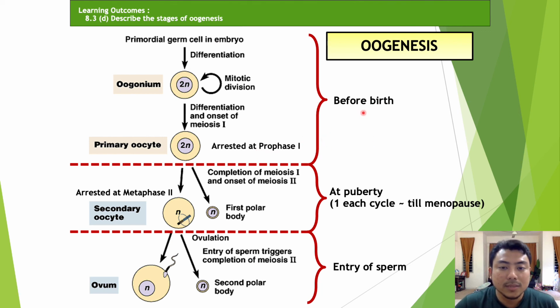And then next, just soon when the baby is about to be born. Okay, so dia akan start the next stage until it reach at puberty. So one each cycle, meaning until menopause. So the completion of meiosis 1 and onset of meiosis 2, maknanya nak siapkan meiosis 1 dan nak mulakan meiosis 2 berlaku semasa puberty. Dan hanya satu ovum setiap bulan.